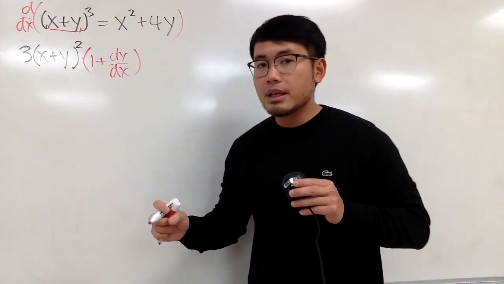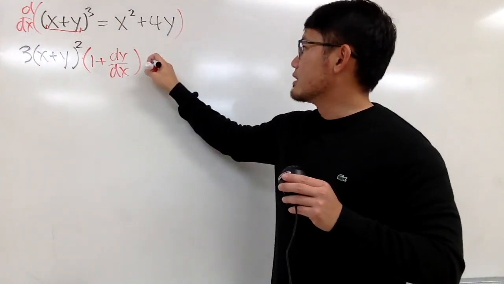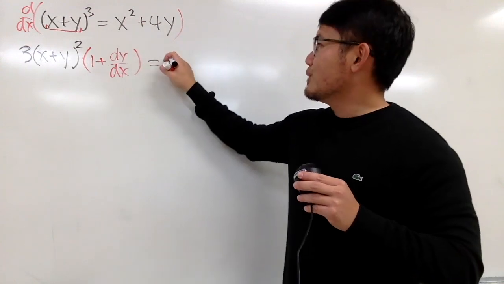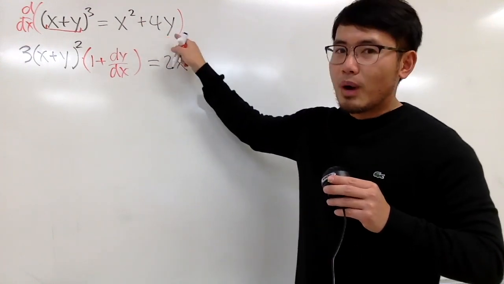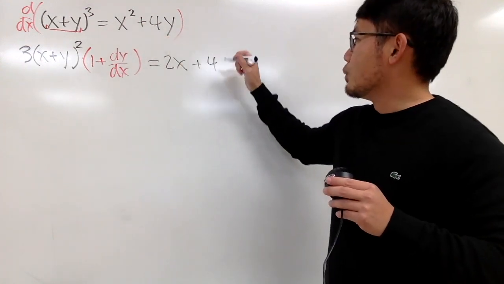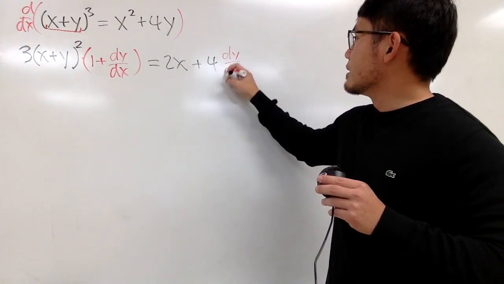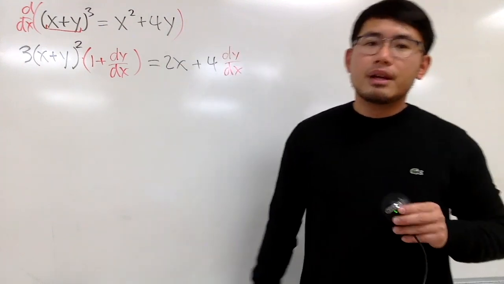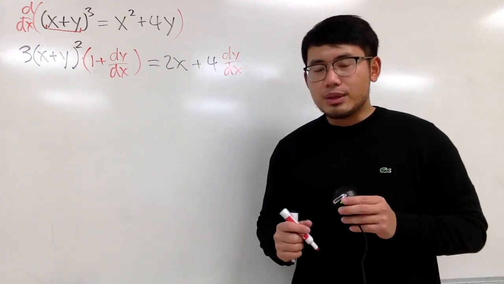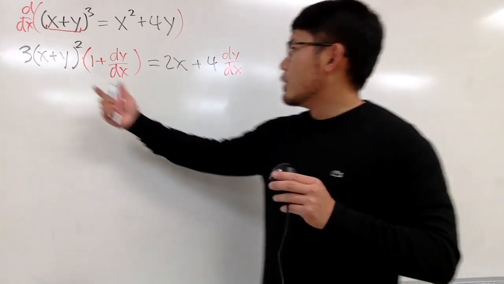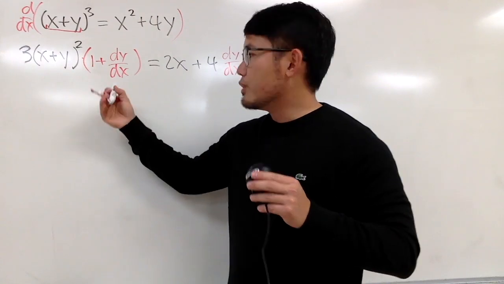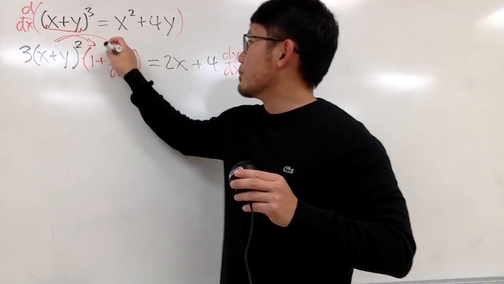So that's this part. And then moving to the right-hand side, the derivative of x squared is just 2x. And then the derivative of 4y is 4 dy/dx. So focus on the dy/dx from here. Now, we just have to isolate the dy/dx, and we'll be done. So let's see. We have this times that. So be sure you distribute this into the parentheses.